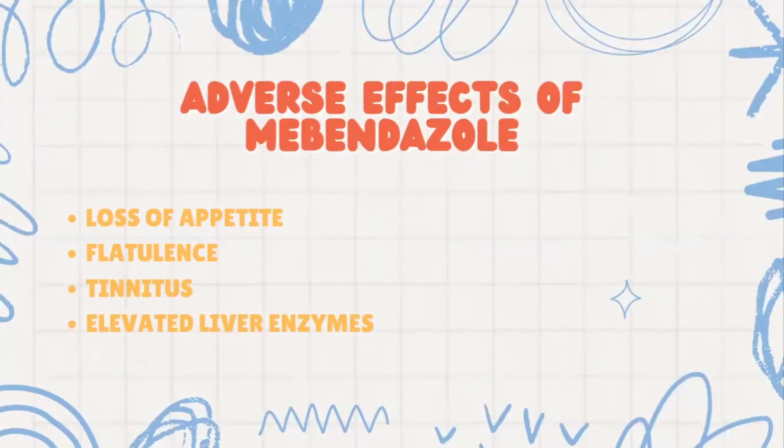Now, some specific adverse effects of mebendazole involve loss of appetite, flatulence, tinnitus, and elevated liver enzymes. Tinnitus is nothing but a hearing sensation, which involves a blowing or roaring type of sound in the ear or a buzzing type of sound in the ear.